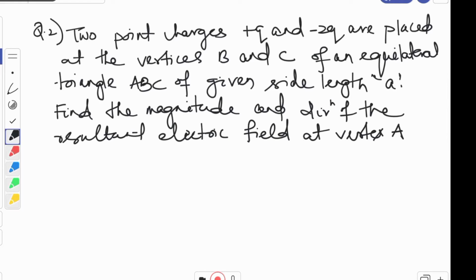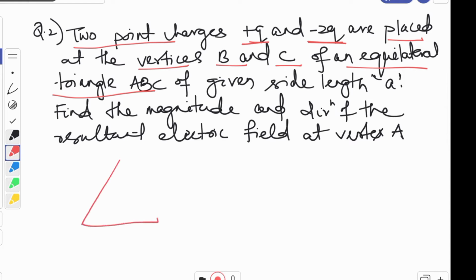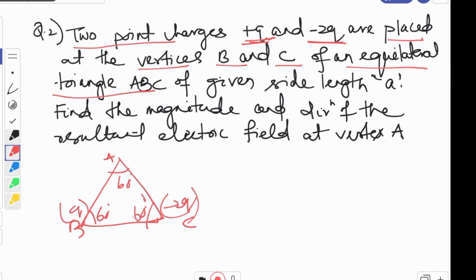Now see, children, here in the question what is given? 2 point charges plus Q and minus 2Q are placed at the vertices B and C of an equilateral triangle ABC. So here ABC, an equilateral triangle, this is plus Q placed at B, and minus 2Q as per the question placed at C.